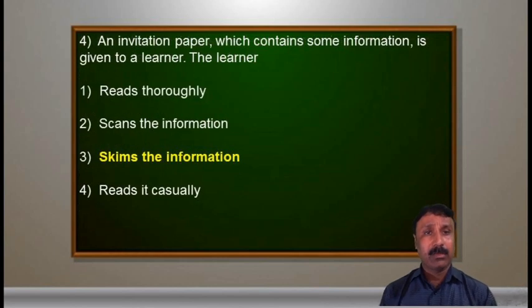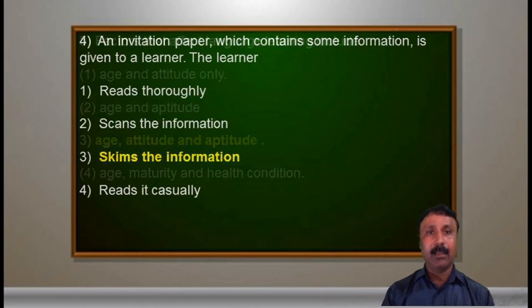And question number 4. An invitation paper which contains some information is given to a learner. The learner reads thoroughly, scans the information, skims the information, or reads it casually. Here the right answer is skims the information. Skimming means grasping the main gist of the text. What are the important areas to be covered? For example, while reading the newspaper, we will skim it. We will just highlight the important points to be taken. So skims the information is the right answer. And let's move on to question number 5.